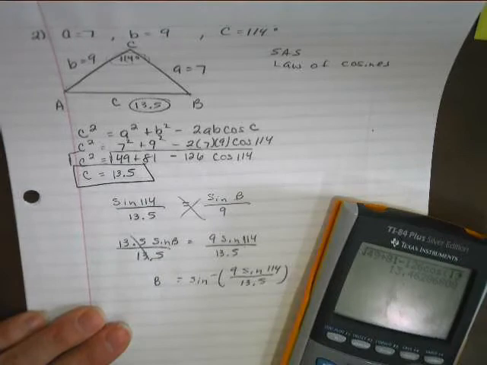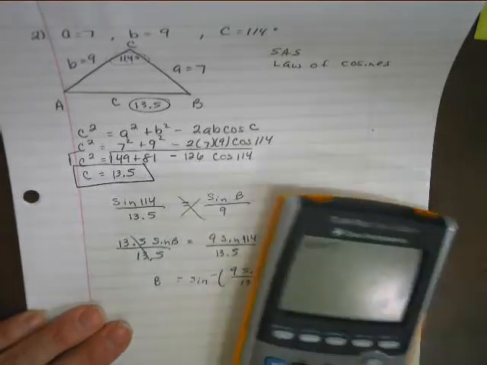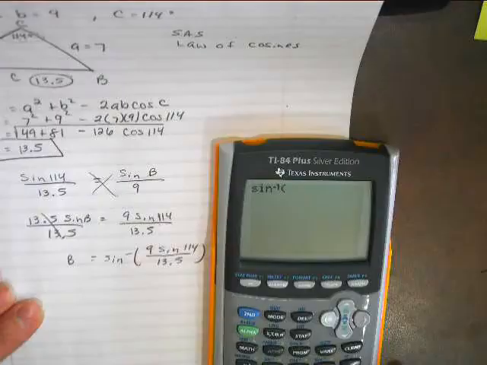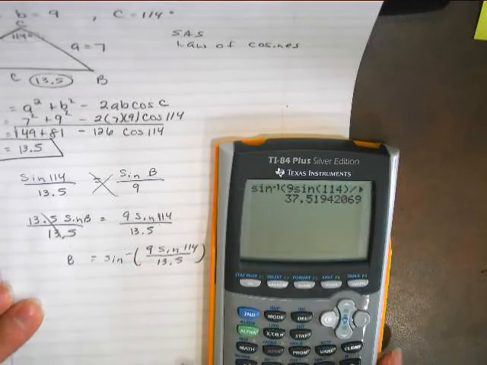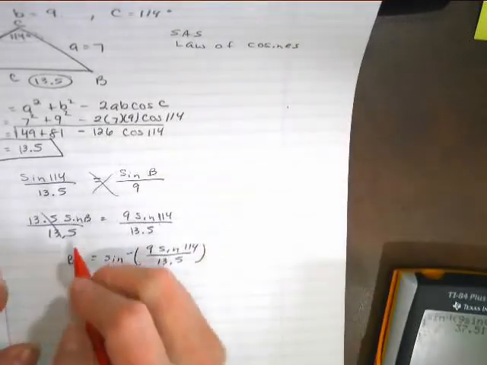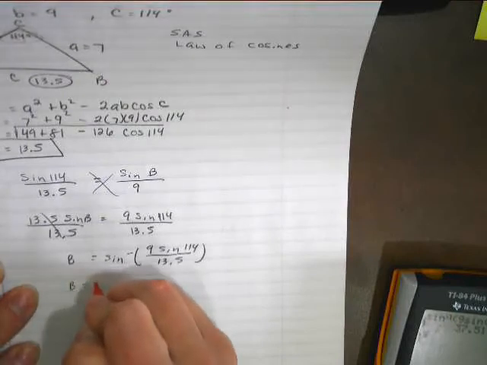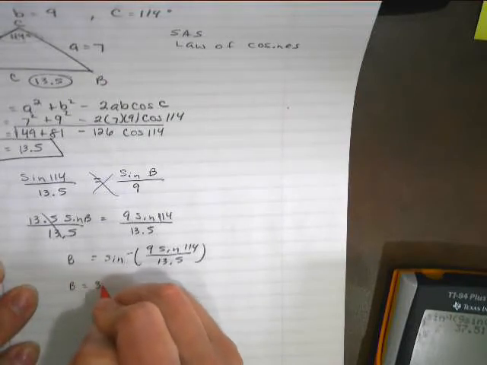So we take inverse sine of 9 times the sine of 114 all over 13.5. We'll put that into our calculator. So inverse sine, 9 times the sine of 114 divided by 13.5 gives us an answer of 37.5, or if you round it to the nearest degree, gives us an answer of 38 degrees.